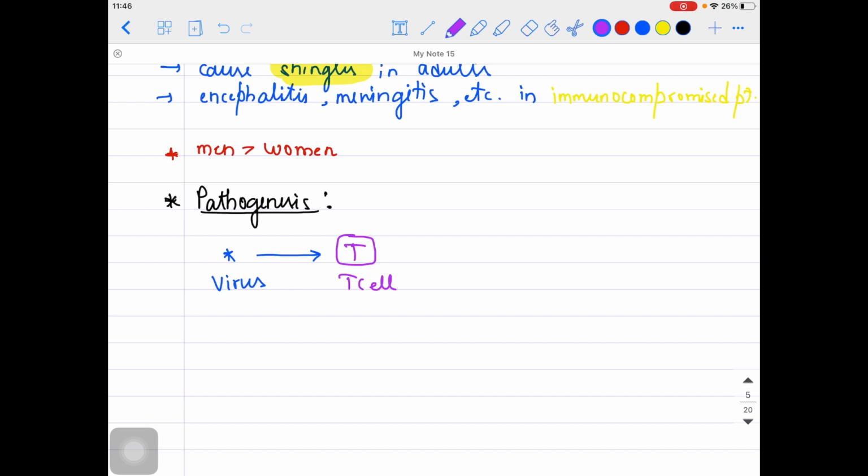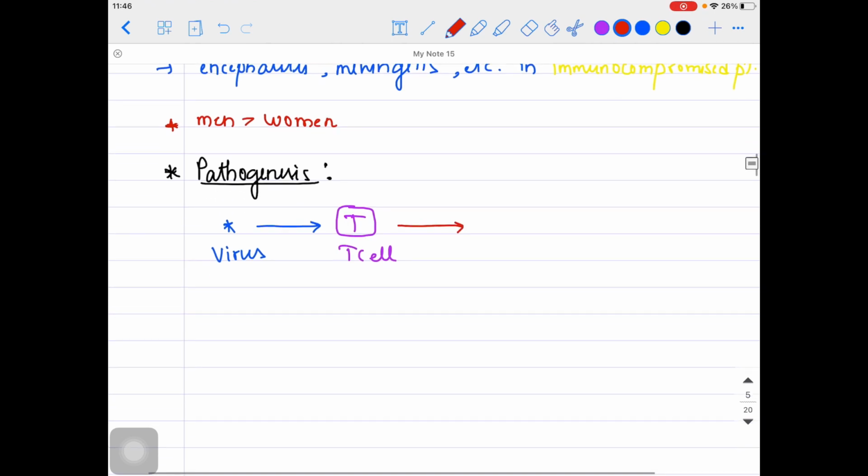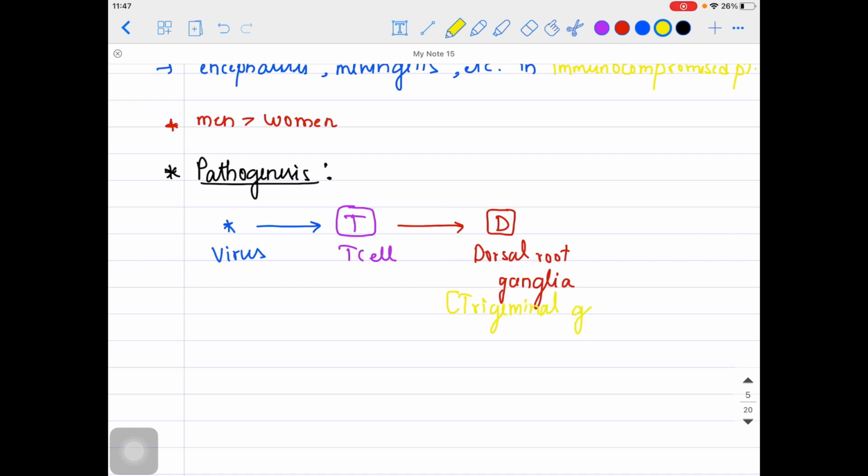But the main thing over here is that even if it heals, it doesn't disappear from your body. Actually, it will be there. So it will have a latency period. It will be latent in the dorsal root ganglia, or it will be latent in the trigeminal ganglia, and it can reactivate itself later on.